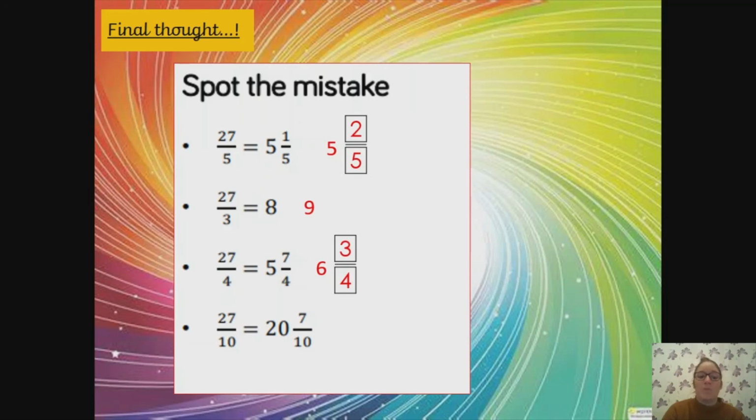And then finally, we've got 27 divided by 10. Okay, 27 divided by 10, I can definitely not fit 10 in 27 20 times. Okay, it's 2 times with 7/10 as remainders, as an improper fraction. Okay, well done if you got those. Some of those are a little bit tricky.